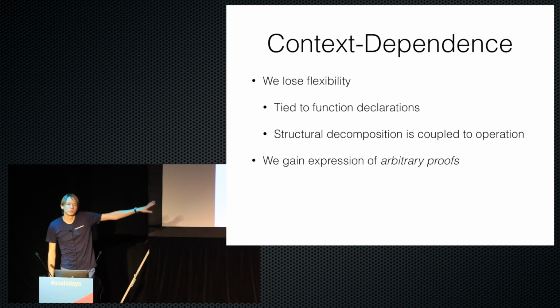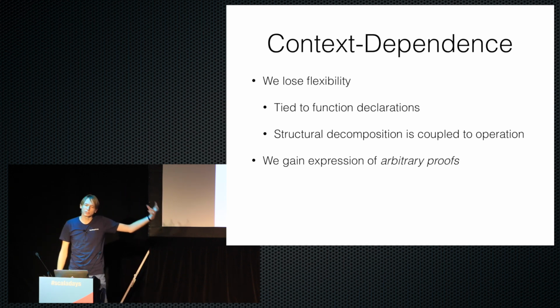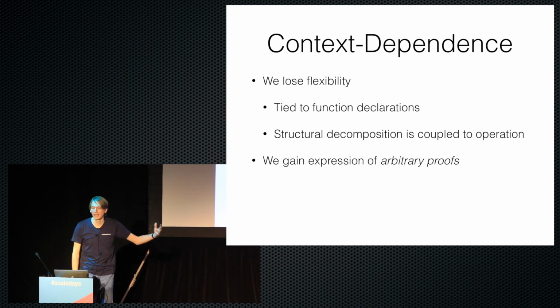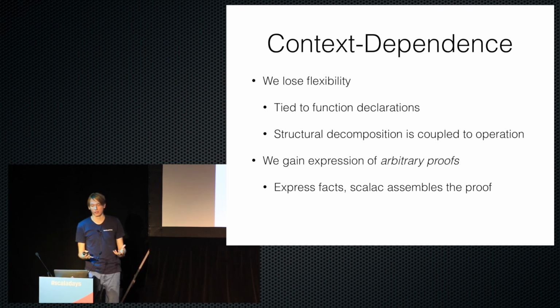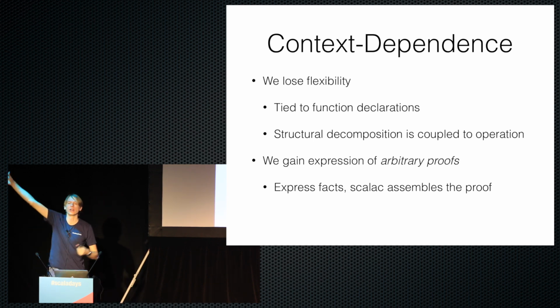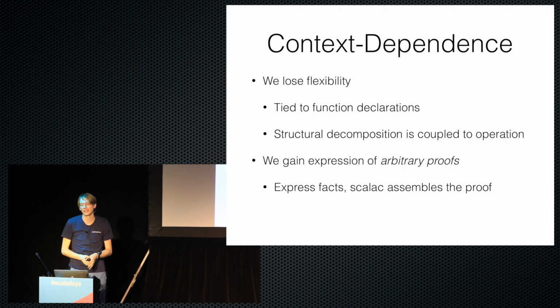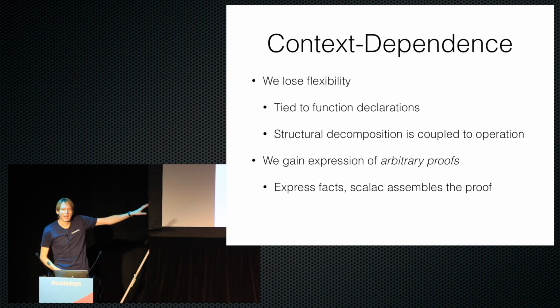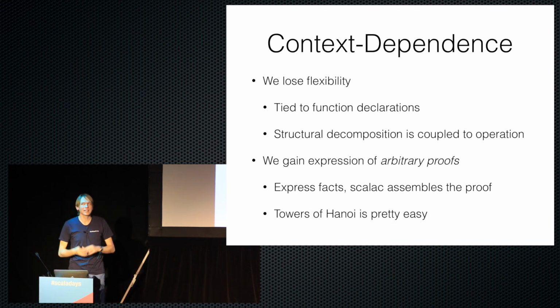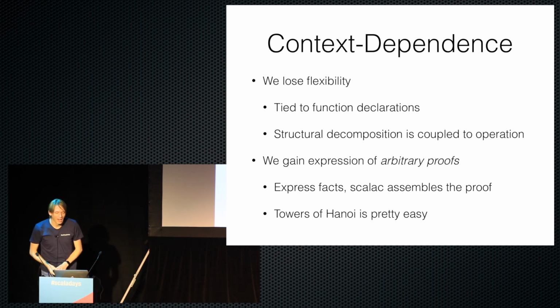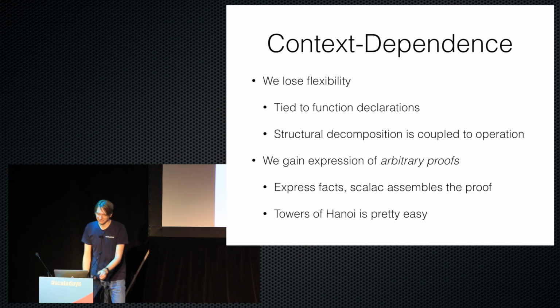With context-dependent functions, what we gain is the ability to express arbitrary proofs at the type level. We do this by expressing facts in terms of implicit values. Then Scala's implicit search will go and assemble the proof for us and put everything together. One random consequence of this is that Towers of Hanoi, which is basically Prolog's version of word count or Fibonacci, is really easy to express in Scala's type system. I'm sure all of us all day long need to write programs that only compile if they're a valid Towers of Hanoi solver, and now you know that it's possible.